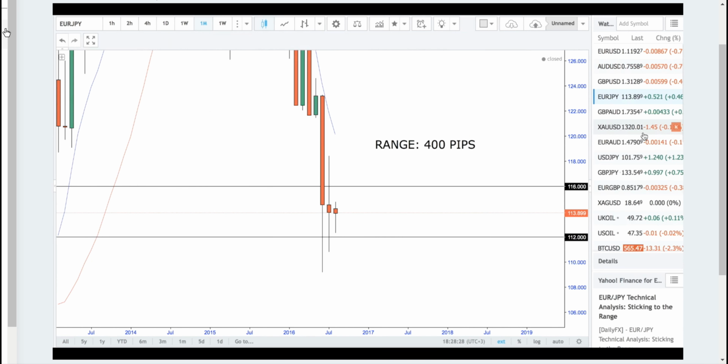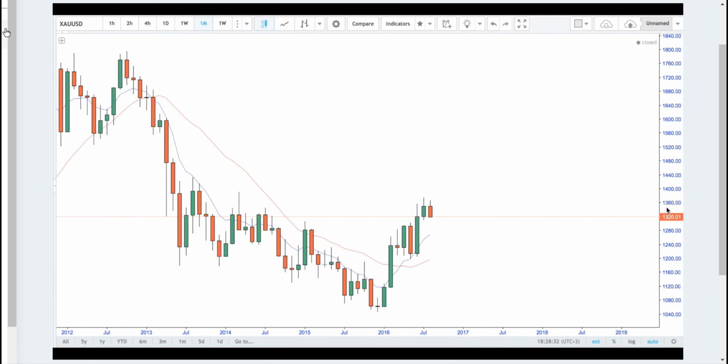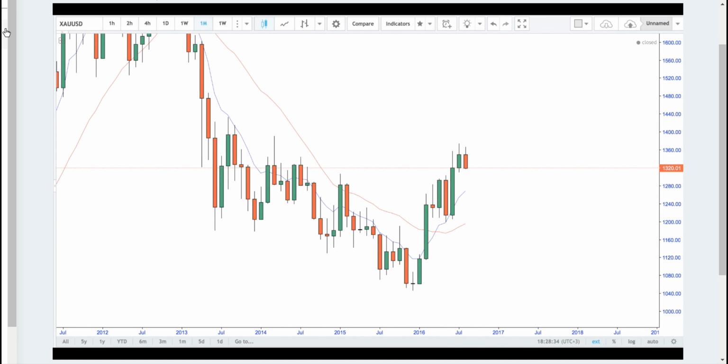Last but not least, because I'm going to be covering gold, and again, the reason why we don't trade a lot of currency pairs is because you simply do not need to. With this one, the monthly is quite straightforward actually.